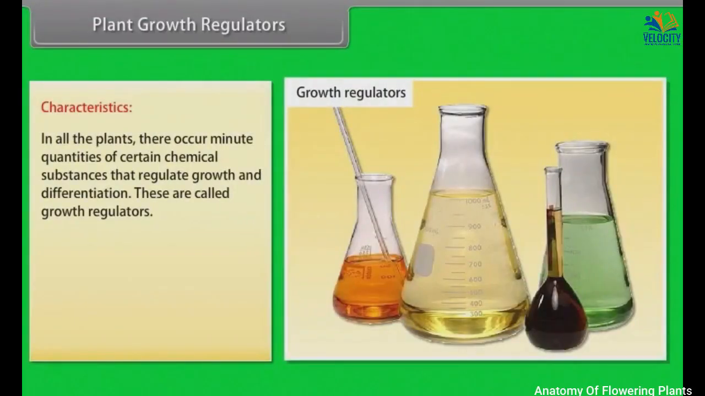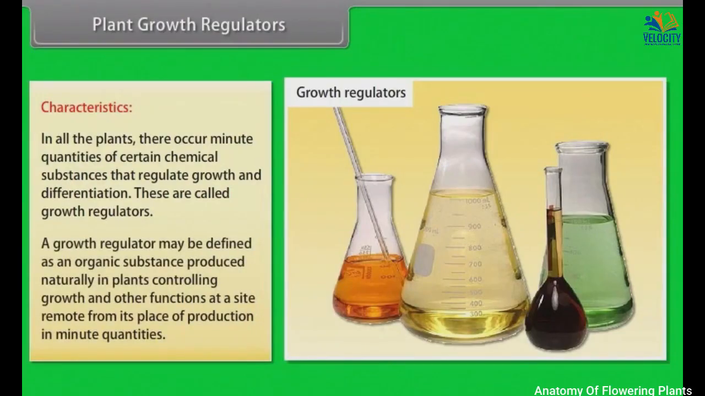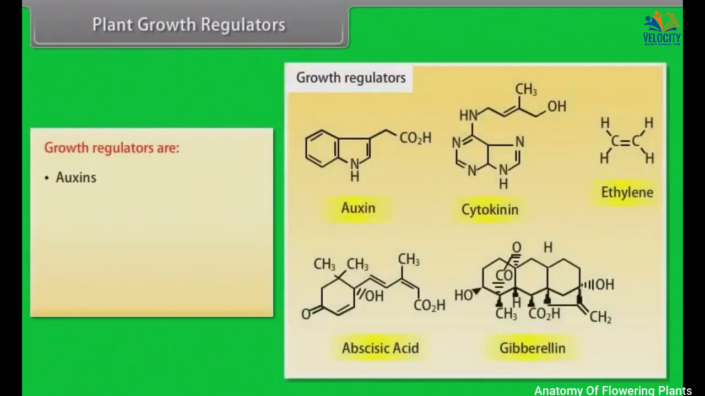Plant growth regulators. Characteristics. In all the plants, there occur minute quantities of certain chemical substances that regulate growth and differentiation. These are called growth regulators. A growth regulator may be defined as an organic substance produced naturally in plants, controlling growth and other functions at a site remote from its place of production, in minute quantities. These are auxins, gibberellins, cytokinins, ethylene, and abscisic acid.